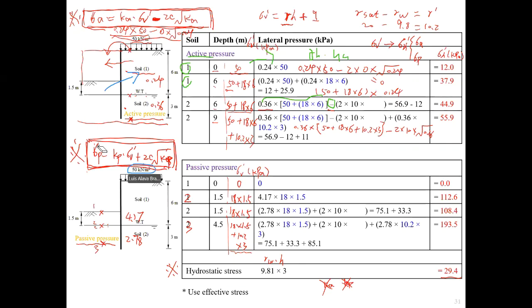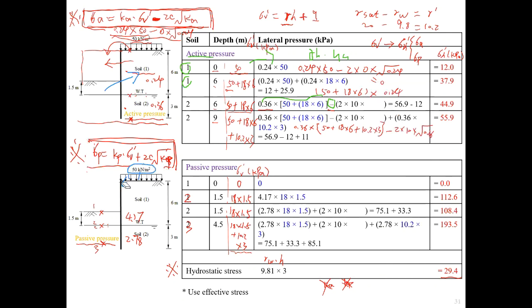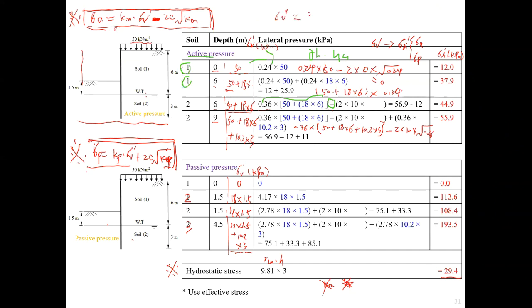Is this value always going to be given? If there's a surcharge, then surely it will be given. There are some additional conditions you have to be careful about. One is the surcharge. The other is the water table, because that affects the gamma prime, which will affect the sigma H and eventually the sigma V. In general, sigma V is expressed as gamma H plus Q. If there's no surcharge, you just omit this Q term. If there's a surcharge, you add this one.